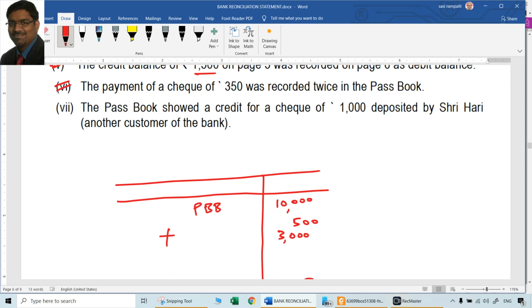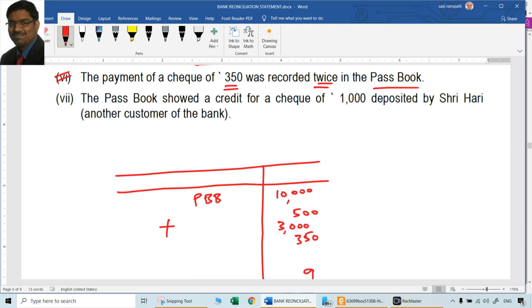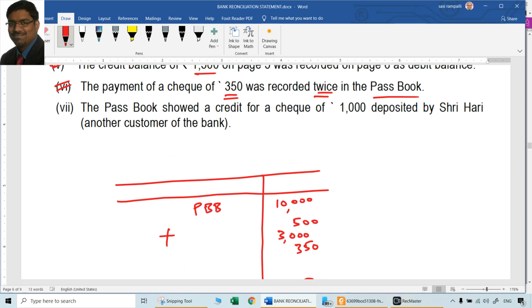Then the sixth point says the payment of a check for 350 rupees was recorded twice in the passbook. Once again, a mistake by the bank. Payment of a check means again a withdrawal. Withdrawal recorded twice means the balance as per passbook will be lower. So what should we do? Add 350, because they recorded the withdrawal twice unnecessarily. Actually, the withdrawal happened only once. So that's a mistake done by the bank. Since they recorded the withdrawal twice, the balance as per passbook would have been lower by 350. Since it is already lower, we are adding it back.